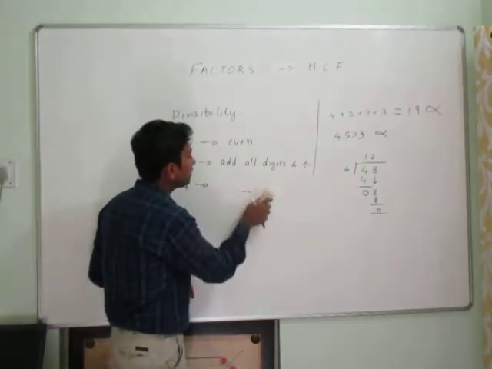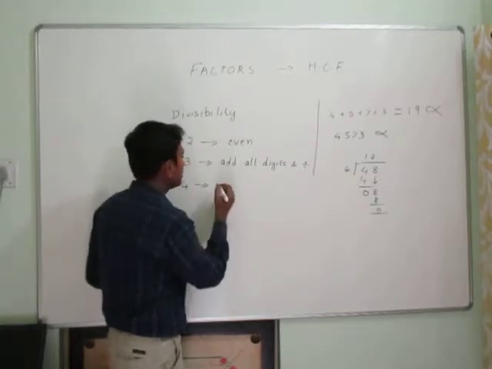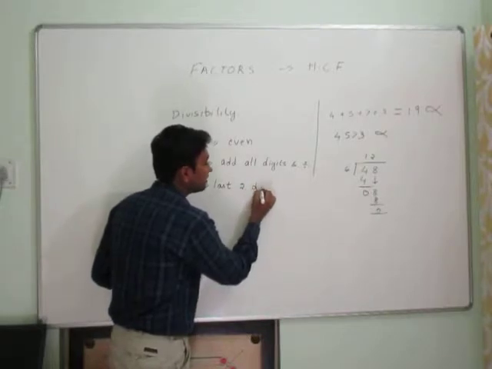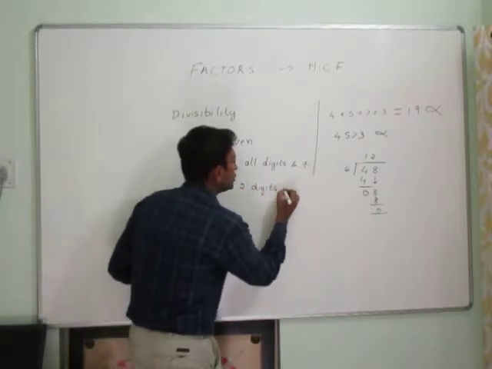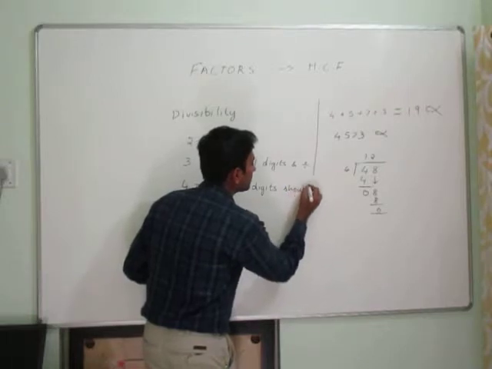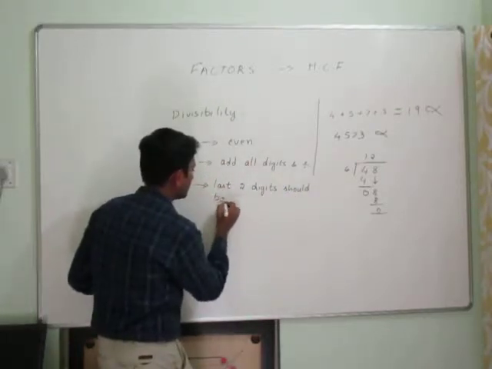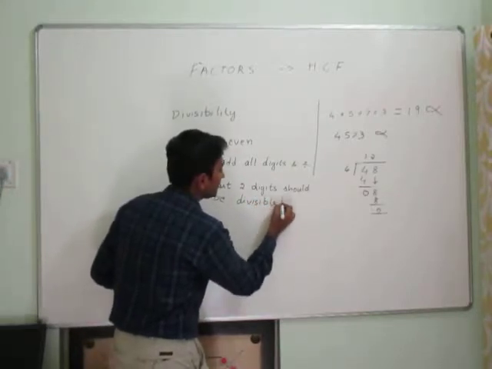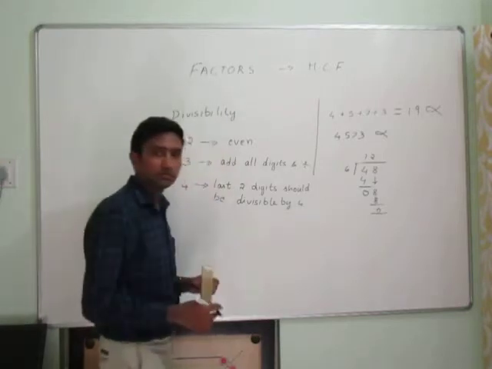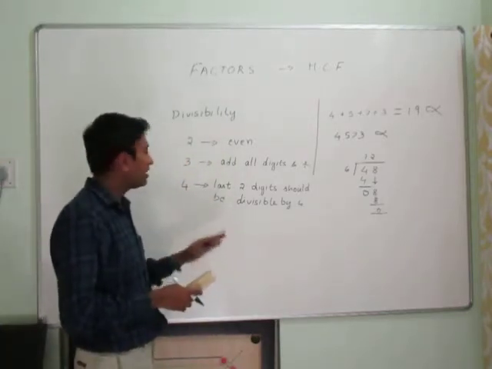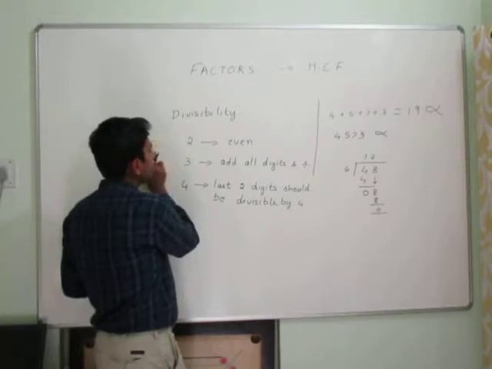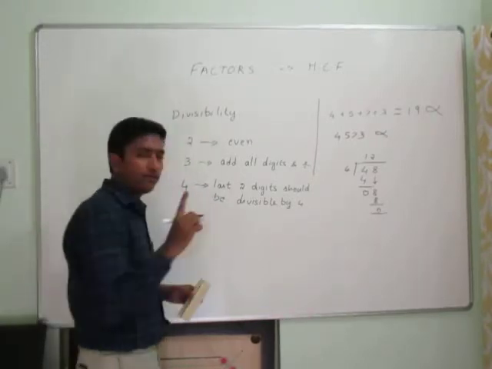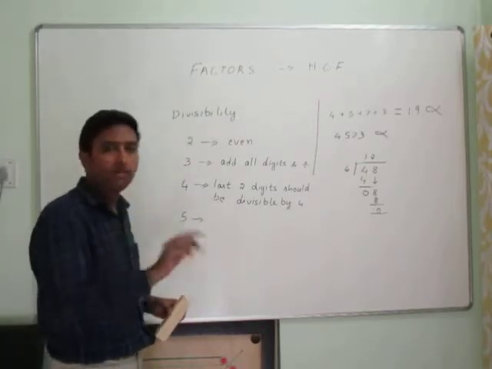So what is the trick for 4? The last 2 digits of the number should be divisible by 4. Please make a note of it separately. It will be very helpful for you. Next, 5. Very simple. If the number ends with 5 or 0, it will be divisible by 5.